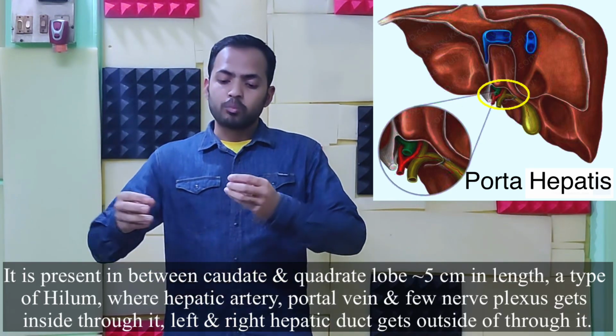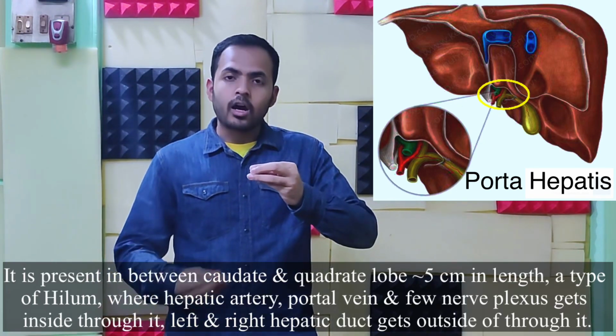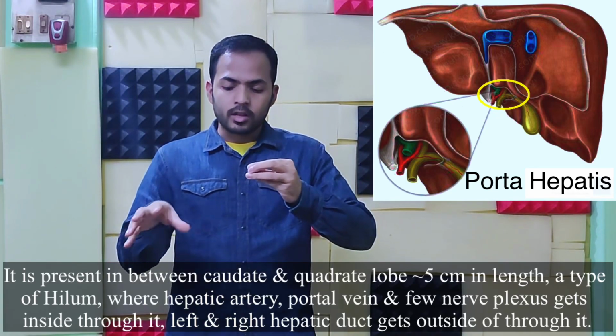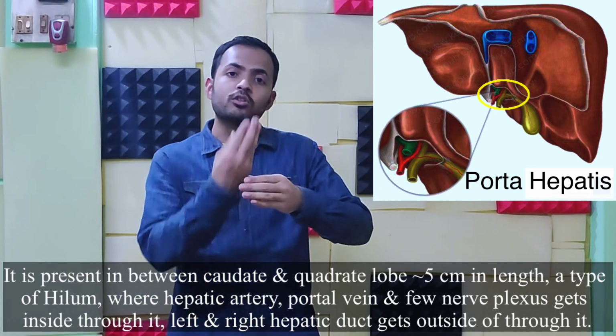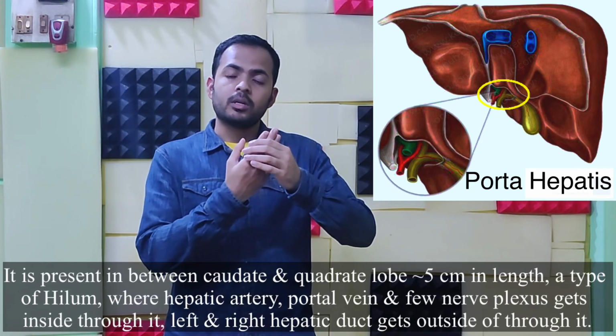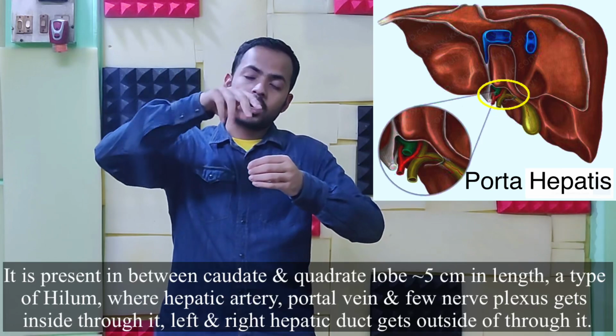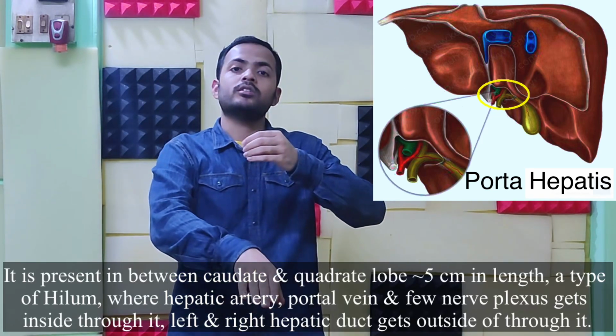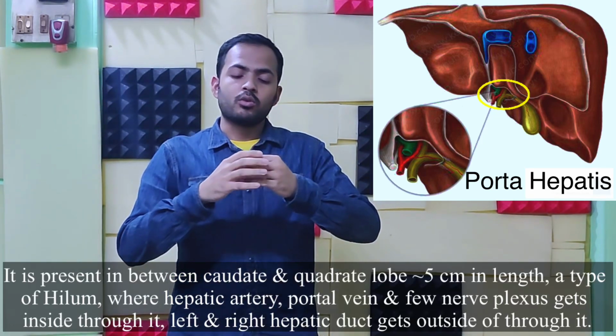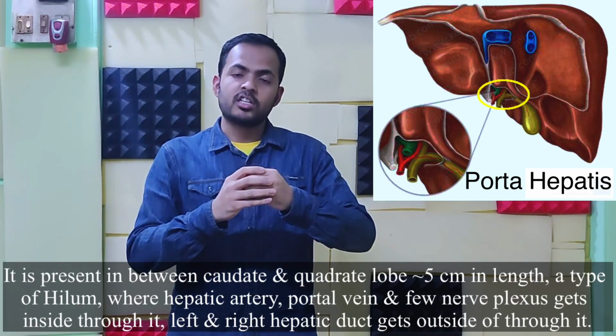Okay. Now, portal veins, hepatic artery, and a few hepatic nerve plexus get inside of this porta hepatis, and right hepatic duct and left hepatic duct get outside of the porta hepatis. Okay, so it is an entry or exit point, just like a hilum.